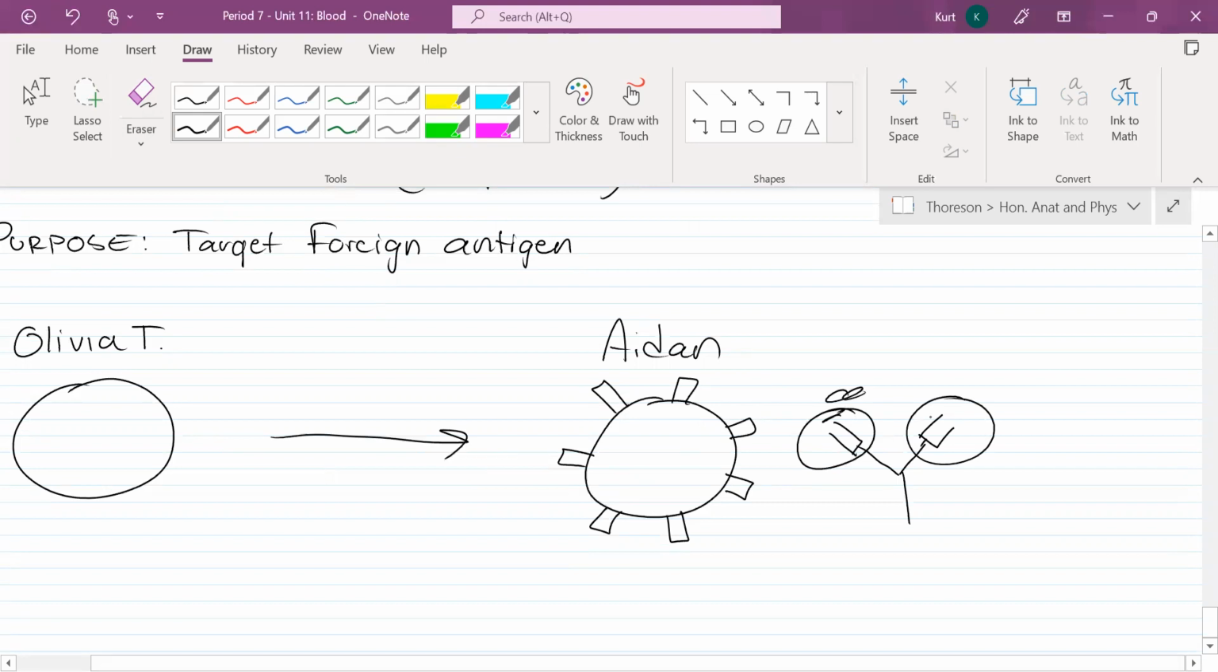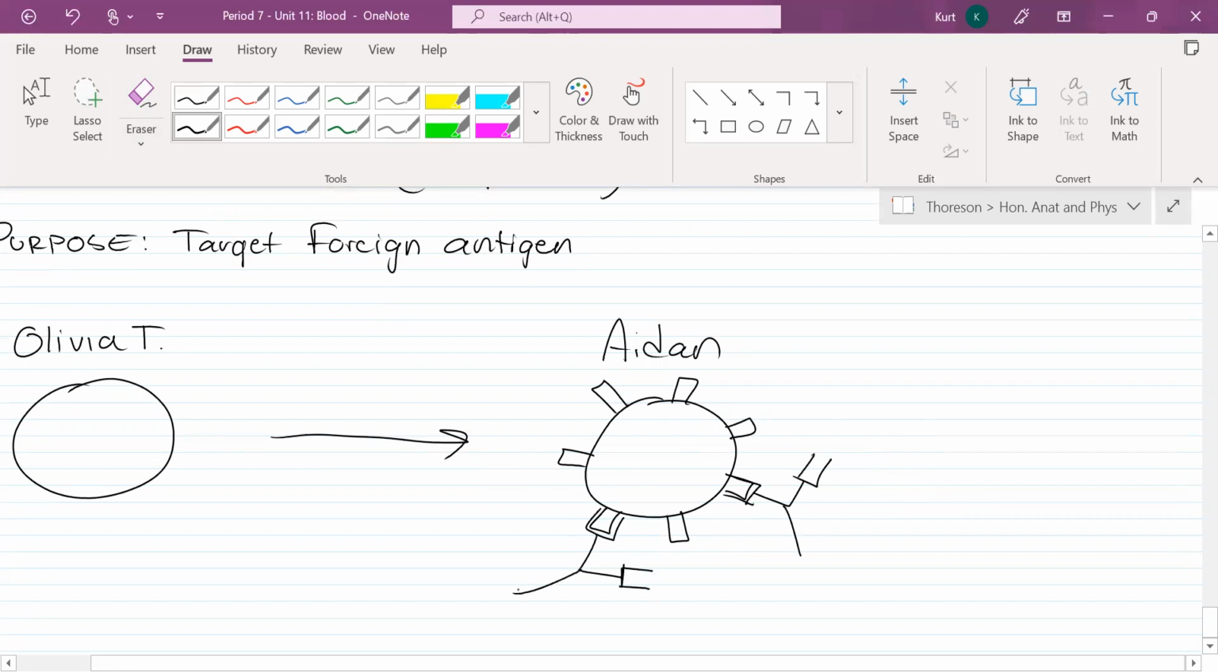Those parts would actually bind to his own cells and basically signal to his immune system to attack them. So let's just say, hypothetically, Aiden had antibodies for his own antigens. It would look like this. And if that happens, his immune system is going to target his cells and destroy them. Is that what you want? Do you want your own immune system to attack you?